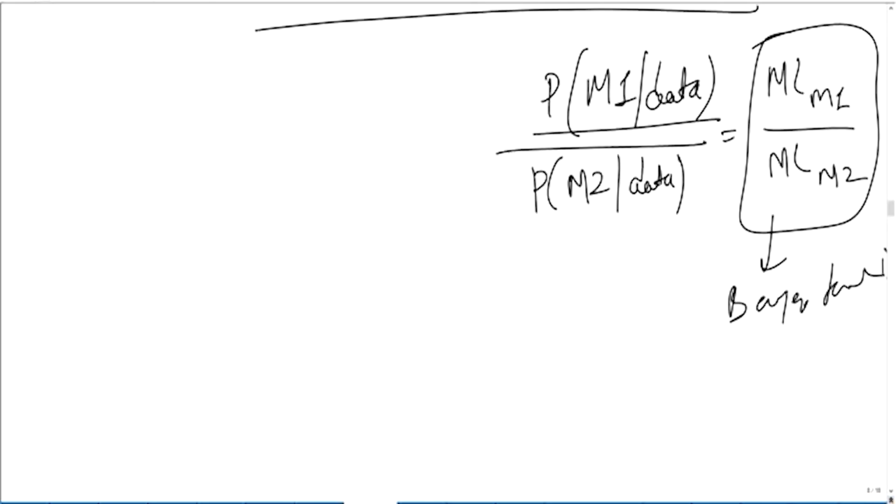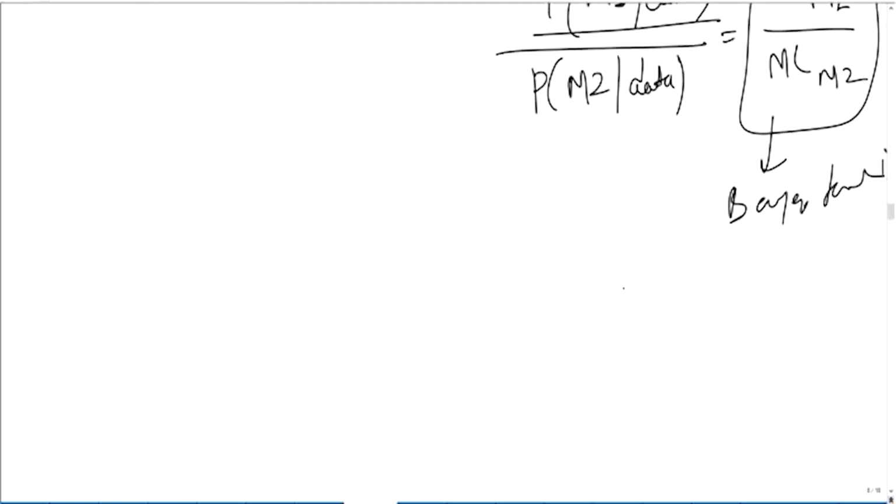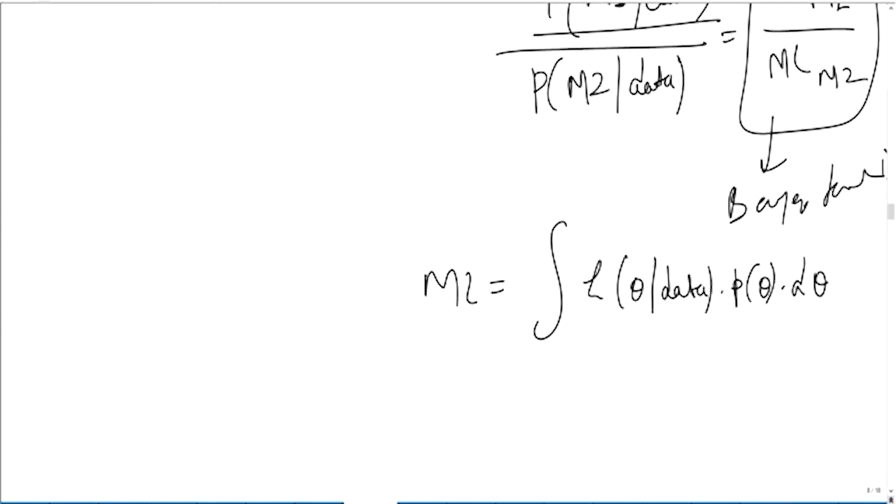Now, the question is, how do we compute marginal likelihoods? Because once we know marginal likelihoods, we can take their ratio and compute the Bayes factor. But how do we compute the marginal likelihood of a model given the data? What is marginal likelihood? Marginal likelihood is the integration of likelihood and prior density of theta with respect to theta. This is the marginal likelihood.